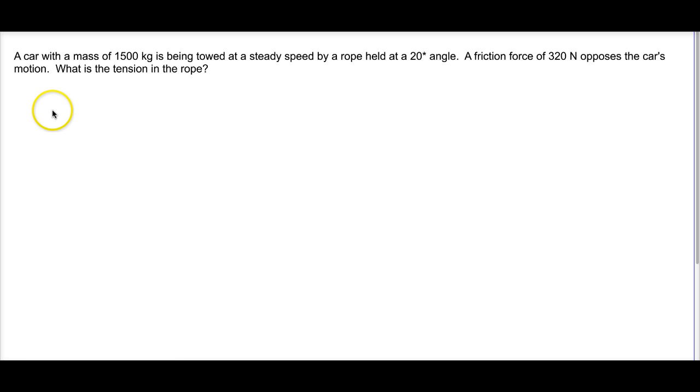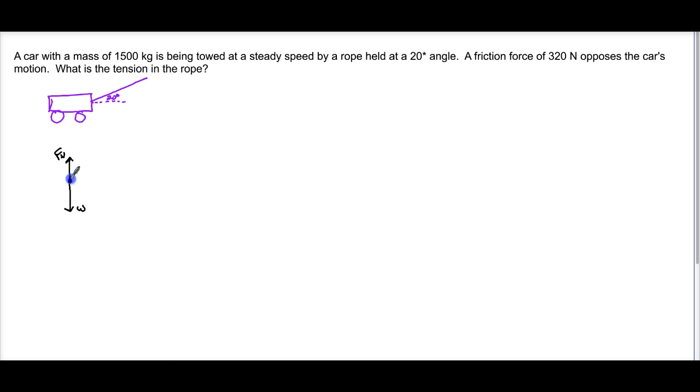So quickly, I'm just going to draw a simple little picture of my car with my rope. And we'll see that this is a 20-degree angle. All right, and if we look at it this way, first thing I want to do is draw my free body diagram, because my free body diagram really drives what I'm going to do. So the first thing we've got is weight pulling it down. And because we have weight, we also have a normal force acting on it.